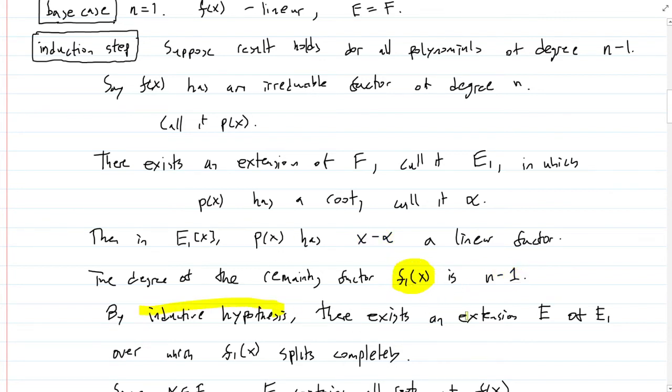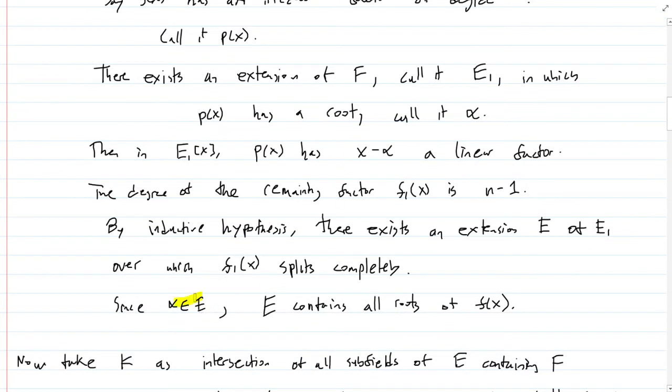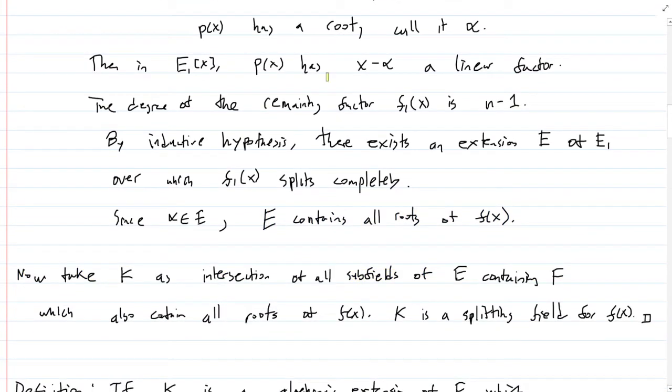But then by the inductive hypothesis, there exists an extension E of E1 over which f1 splits completely. Since f1 is degree n minus 1, and the induction assumption was that all polynomials of degree n minus 1 have extensions in which they split completely, we get this extension E of E1. And then alpha is already in E, because alpha is in E1 and E is an extension of E1. So E contains all the roots of f(x). So we've shown by induction the existence of a field which contains all of the roots of f. Now take K as the intersection of all subfields of E containing F and all of the roots of f(x). Then K is a splitting field of f(x).